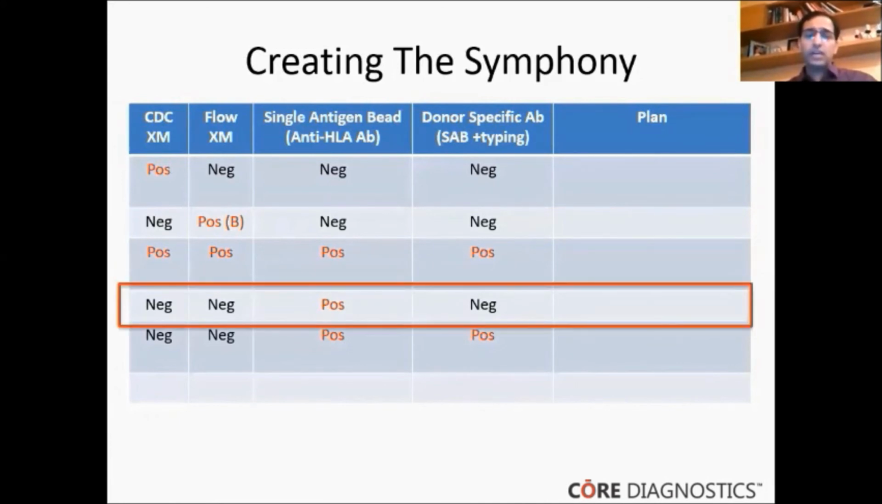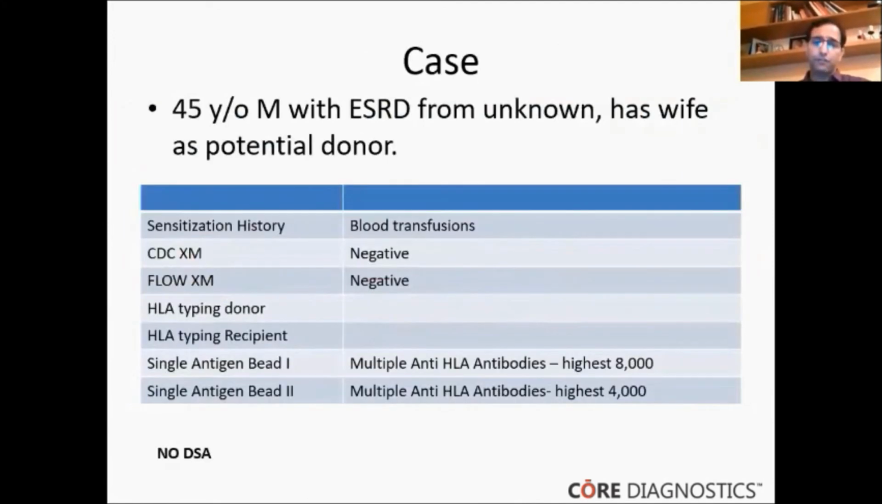So now let's look at a situation where your single antigen bead is positive, but the donor-specific antibody is negative. A 45-year-old male on dialysis, with his wife as a potential donor, has a CDC and flow crossmatch negative, multiple anti-HLA antibodies with the highest of 8,000 for class 1, and multiple anti-HLA antibodies with the highest of 4,000 for class 2. But there are no donor-specific antibodies. So in this kind of situation, you know that he is sensitized, but at present his risk is not higher in terms of acute or hyperacute rejections.